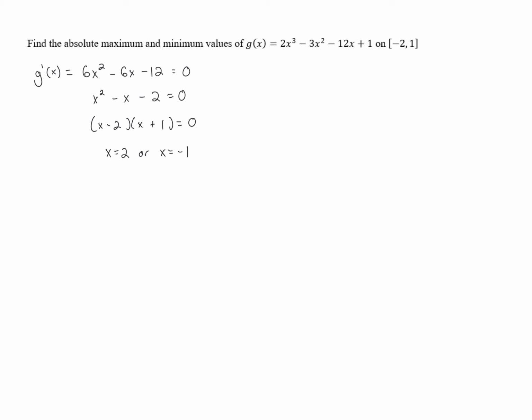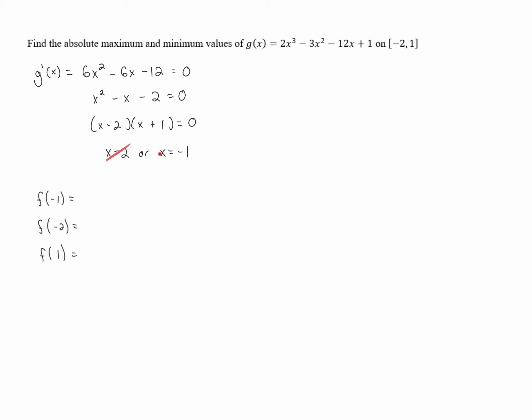So those are our potential critical numbers, but one of them is not a critical number. Do you know why? If we look at the interval we were given, we're only considering this function from -2 to 1, and x equals 2 is not in that interval, so we can get rid of that. It is not in our domain. So our only critical number is x equals -1. So we need to evaluate this function on our critical number, -1, as well as the endpoints, -2 and +1.